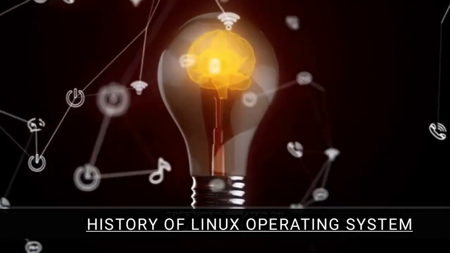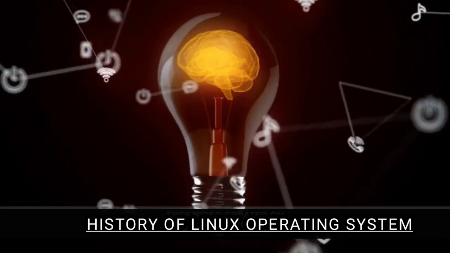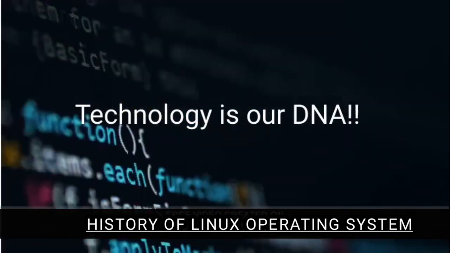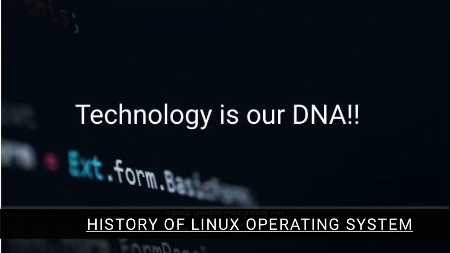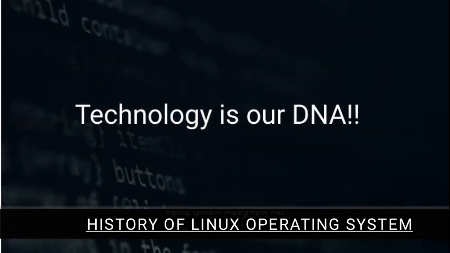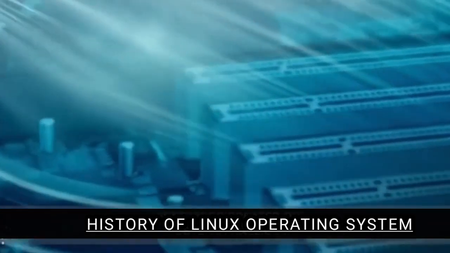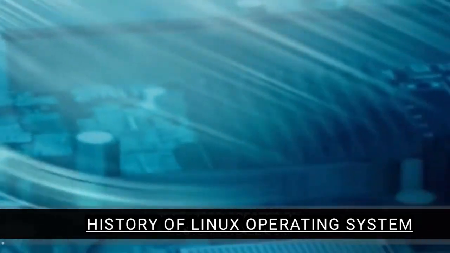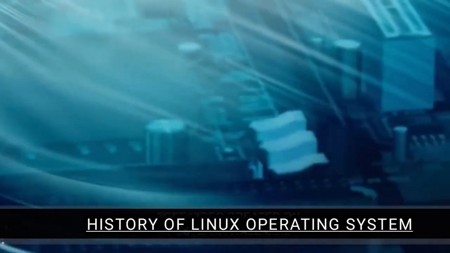OpenSUSE. OpenSUSE is a Linux distribution that is known for its stability and security. It is popular among enterprise users and is often used in server environments. These are just a few examples of the many different types of Linux distributions available. Each Linux distribution has its own unique features and benefits, so it is important to choose the right one based on your needs and preferences.